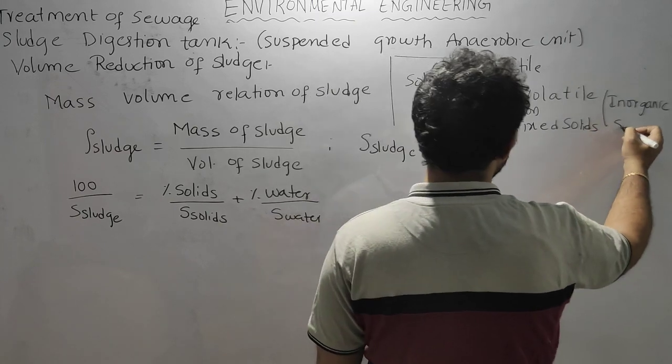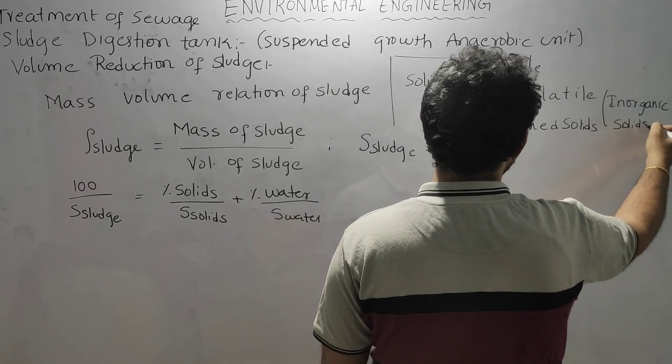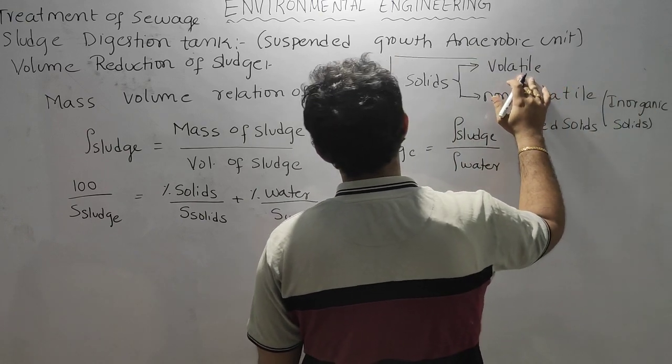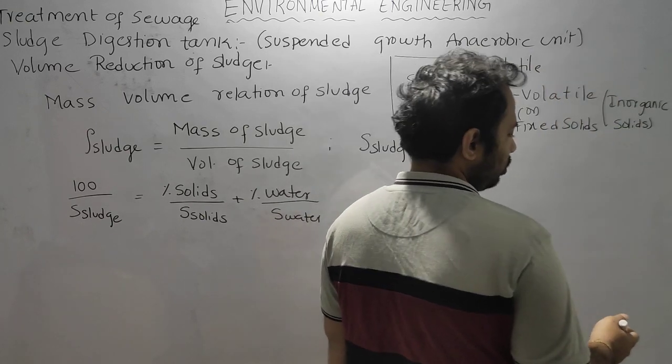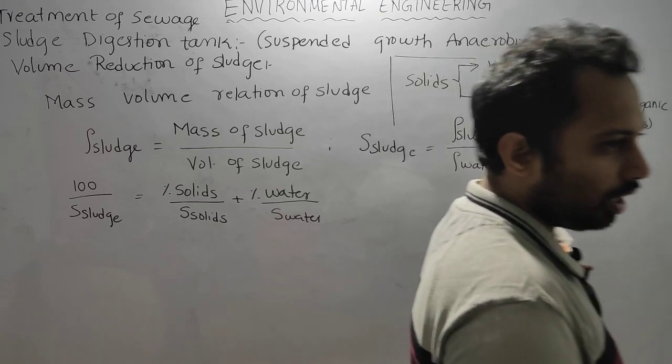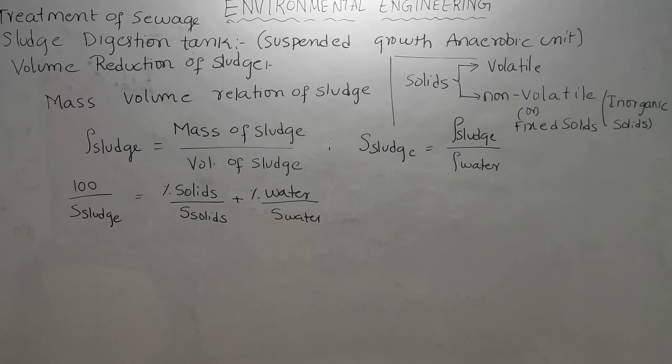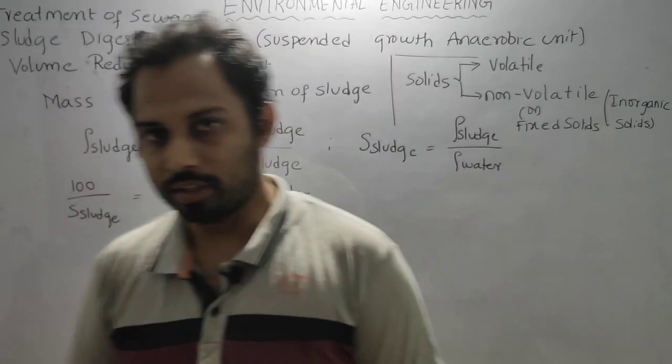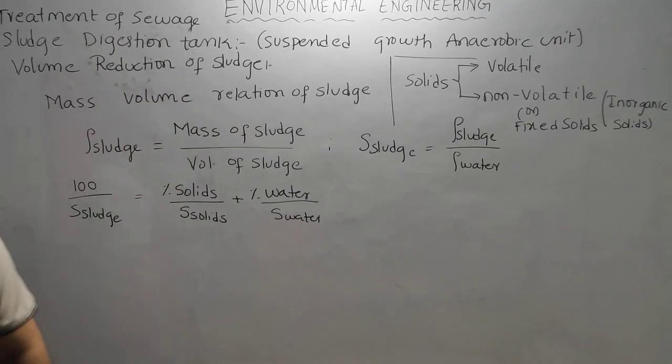If you take organic solids, these will change their nature. Though they are solids before digestion takes place, after the completion of the digestion this organic matter is called volatile solids. They will change form, evaporate, and go out of the system in the form of a gas. So those are called volatile solids.